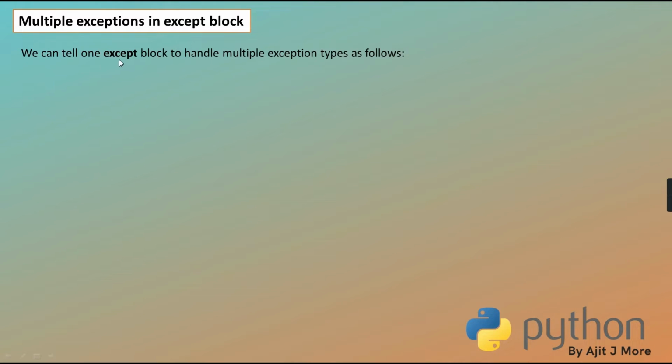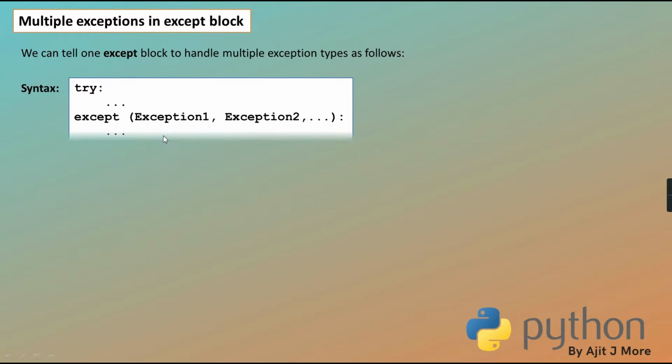See, we can tell one except block to handle multiple exceptions. Many exceptions you are handling, but some selected exceptions you want to handle in common, meaning collectively. That provision they have given. Here you have to write like this: try, except exception 1, exception 2, and so on. Only those exceptions which are listed here are handled. Those which are not listed are not handled by this except block.